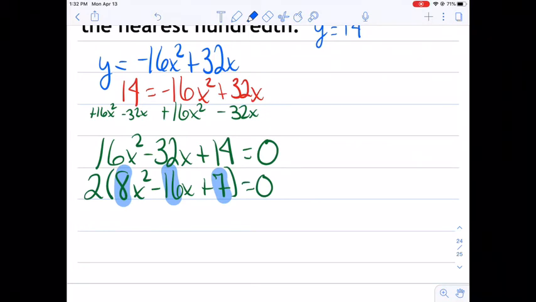Why don't you try that right now? I'm going to pause. You solve it from here, and then I'll catch up with you in just a moment.